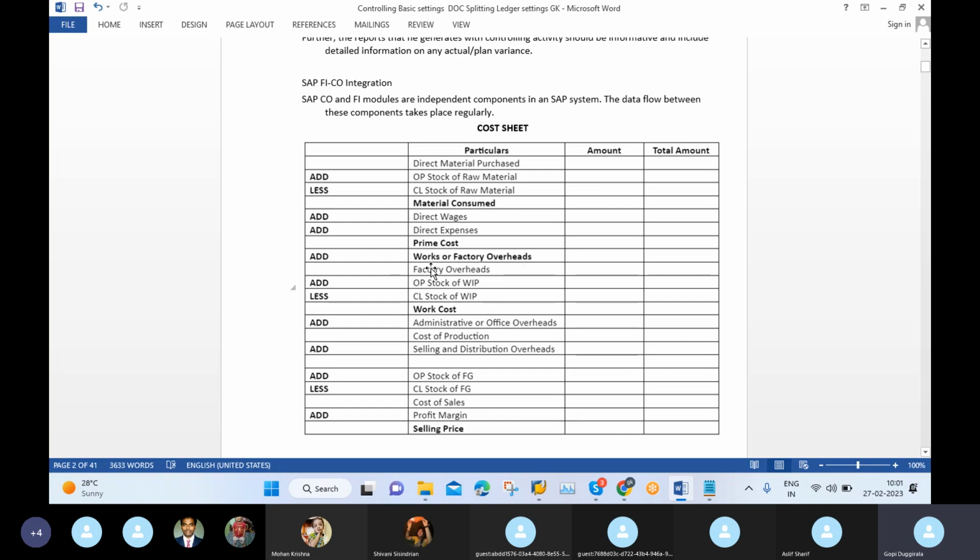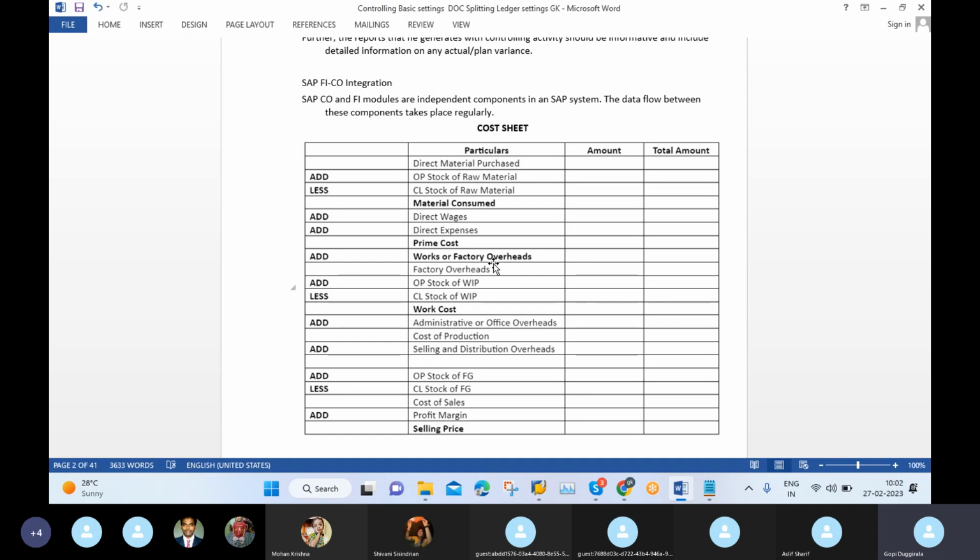And the second thing is, for this prime cost, we add factory overheads. Sometimes we call them works overheads also. So basically here there are two things: one is direct cost and the second one is indirect cost. Directly, we have three things only: direct material, direct wages, direct expenses. But within this, can we complete our manufacturing of any product? Is it possible? No.